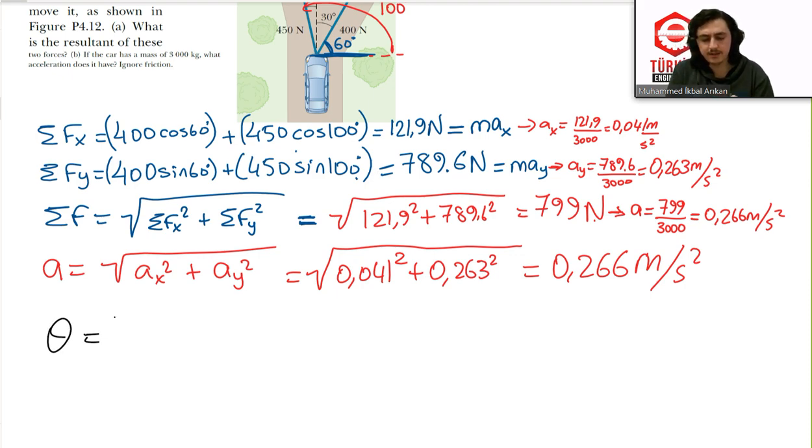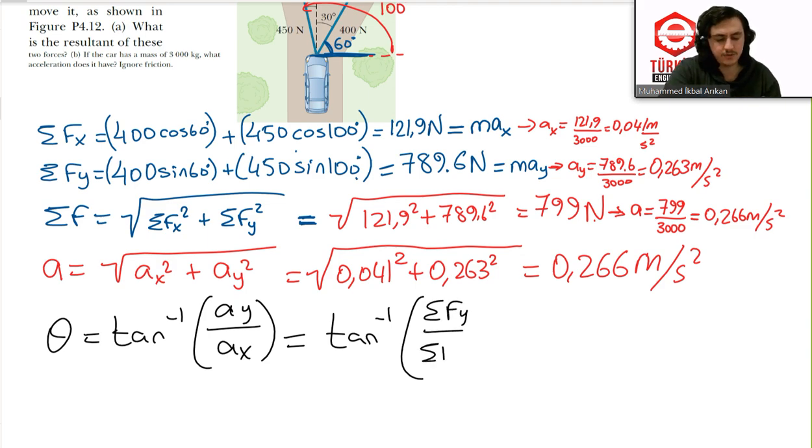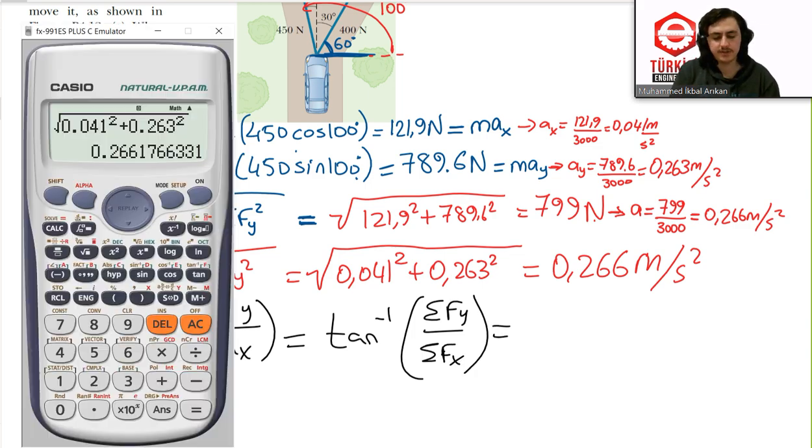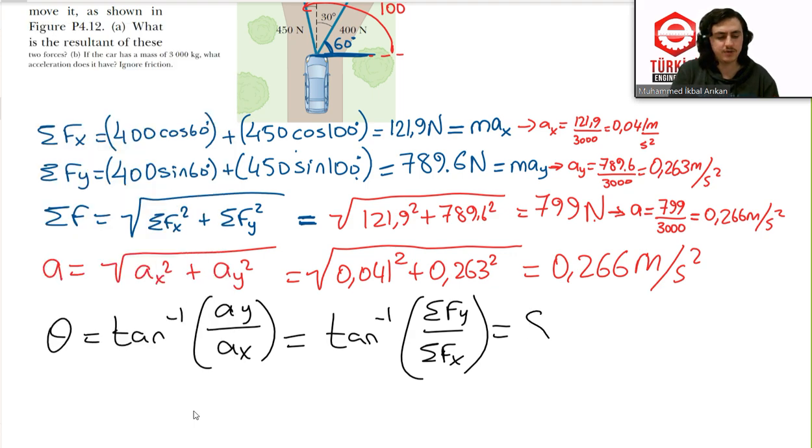So the angle will be just arctangent of ay divided by ax, or it can be arctangent of the net force in y divided by net force in x. You will see that when you take this one or the other one, you will get the same angle. So just try by acceleration. I have this acceleration in y, and the other acceleration in x is this one. So when I take the inverse tangent of them, I get this angle.